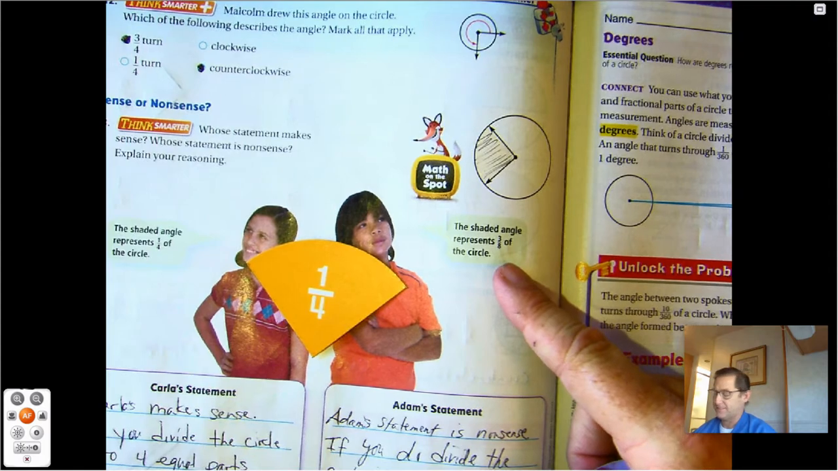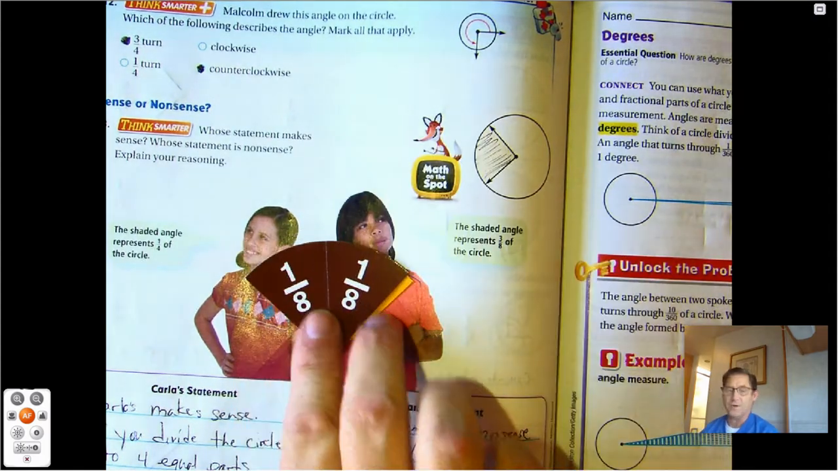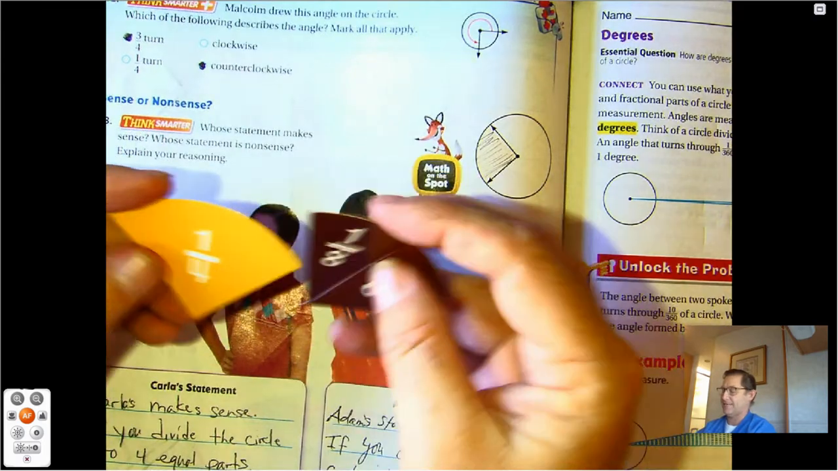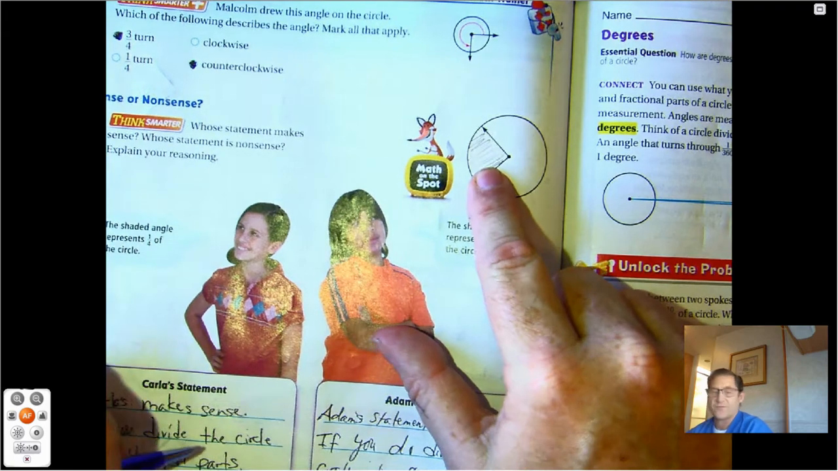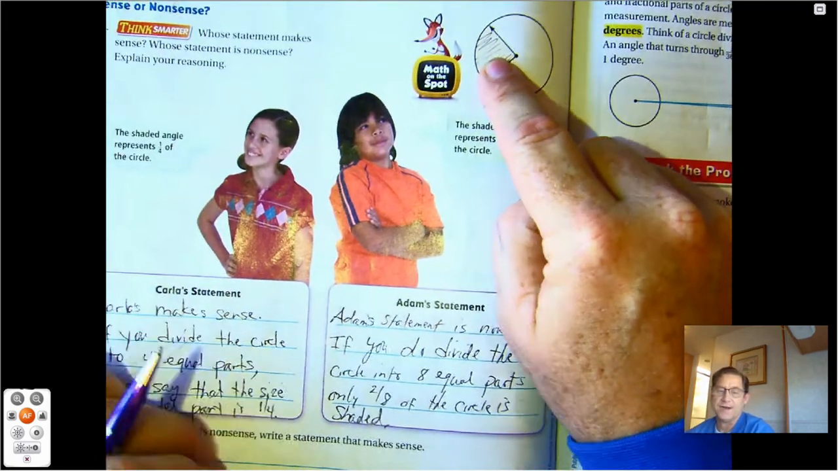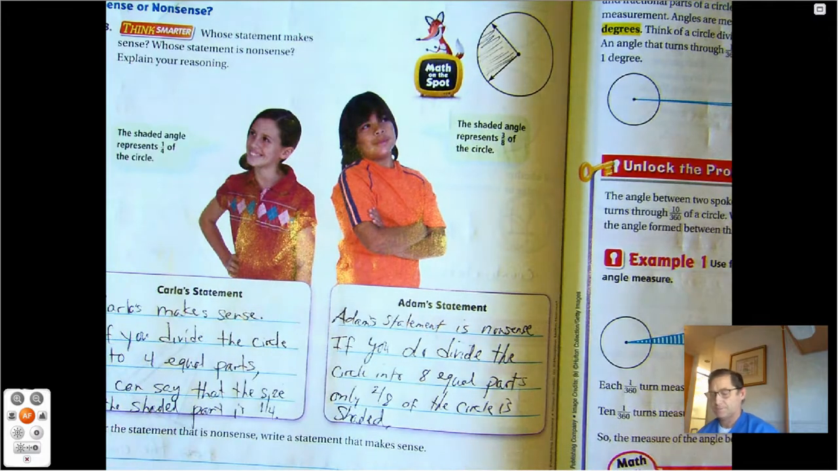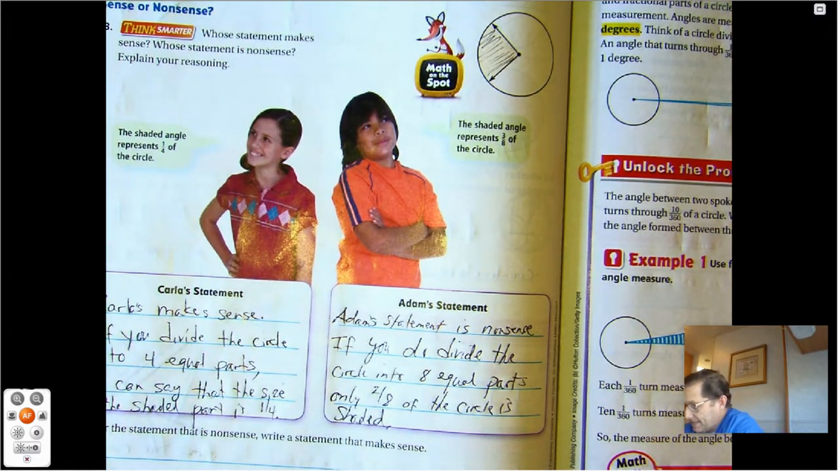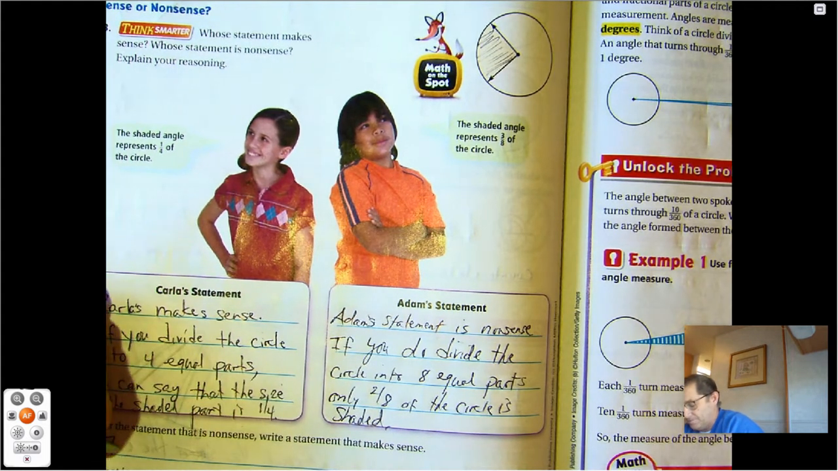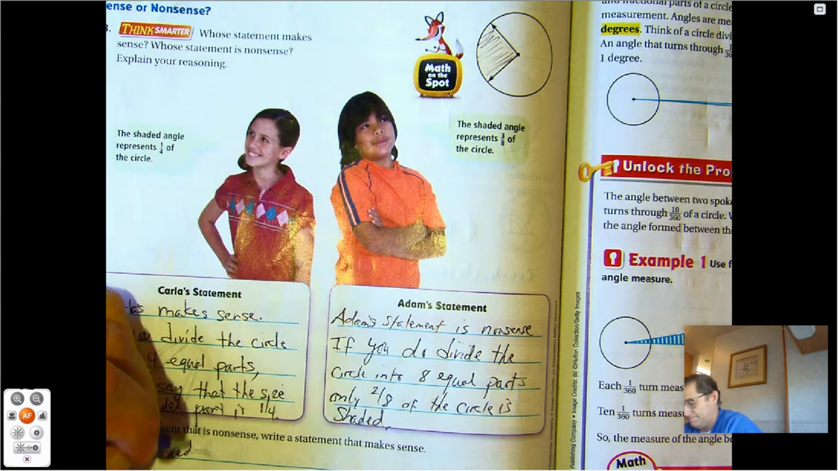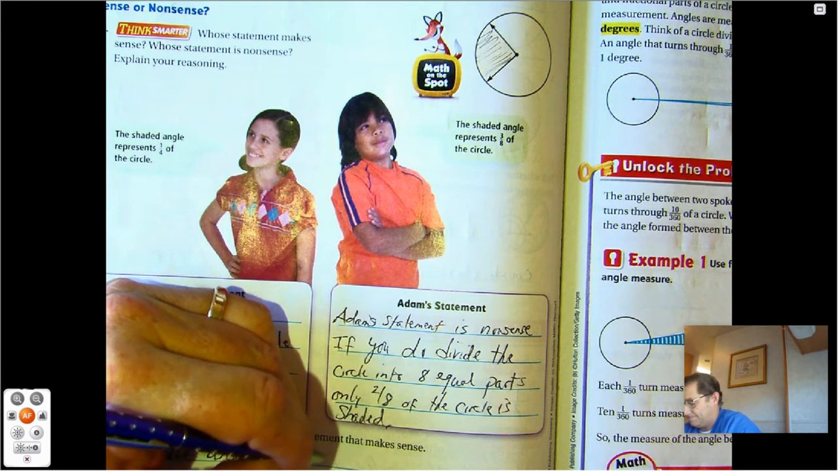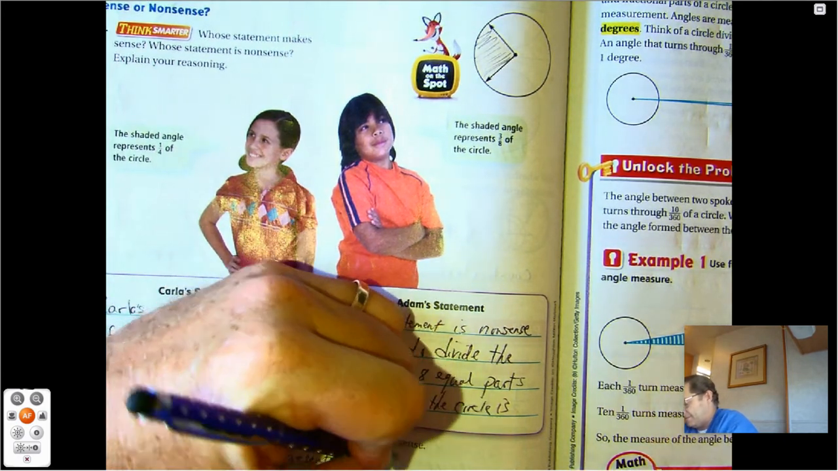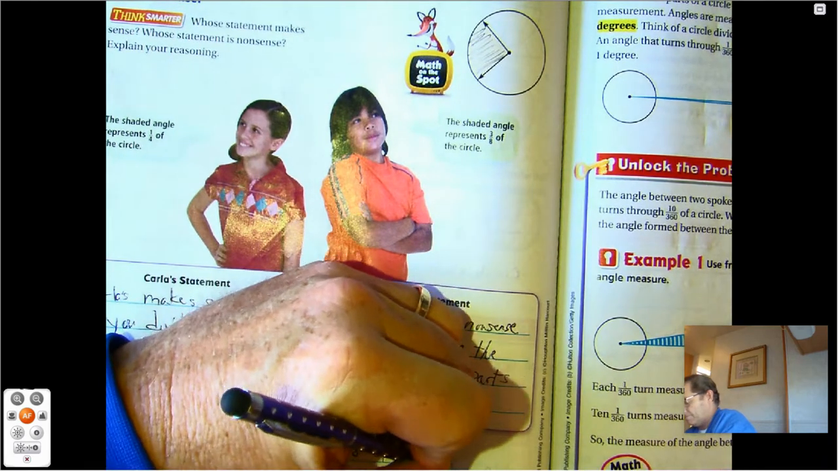How many eighths is equal to a fourth? 2/8. 2/8 is the same as 1/4. So this would not be 3/8. It would be 2/8. All right, for the statement that is nonsense, write a statement that makes sense. The shaded angle represents 2/8 of the circle.